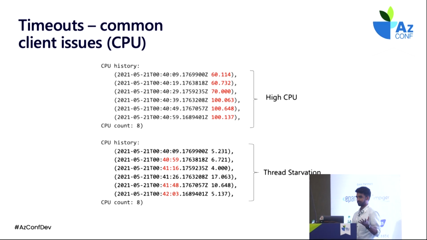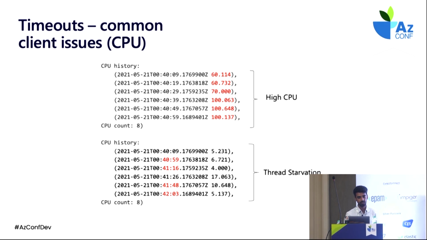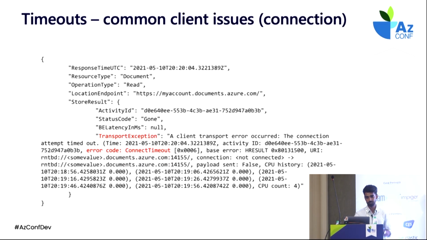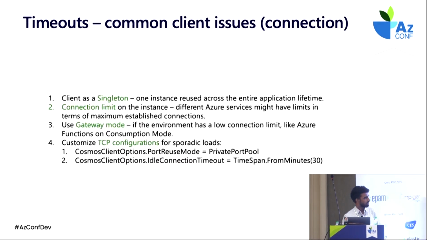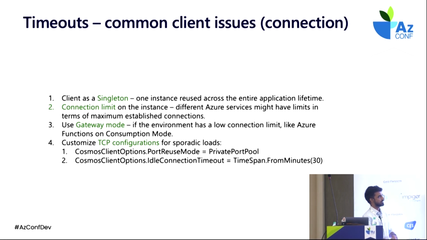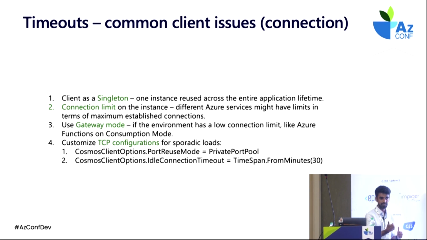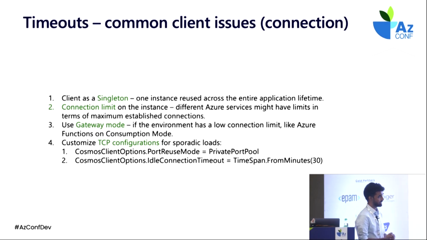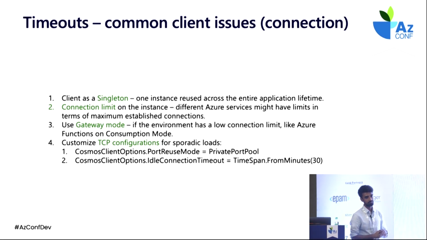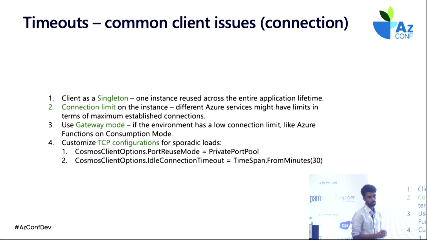So you need to consider whether you are creating multiple clients within the application that are causing multiple connections. We do have connection limits on the Cosmos DB side, so make sure that you don't create multiple connections. These are the remedies, I would say: create a singleton client in order to avoid connection issues, and then reduce the connection limit on your application instances.